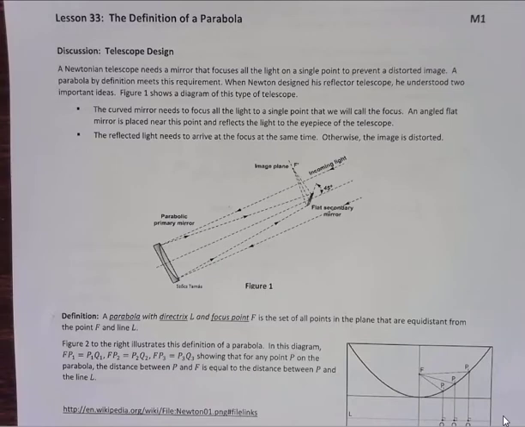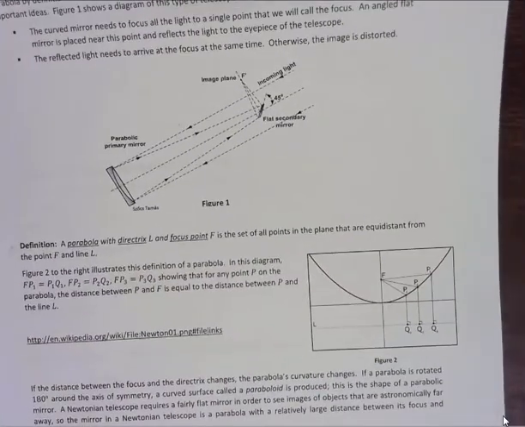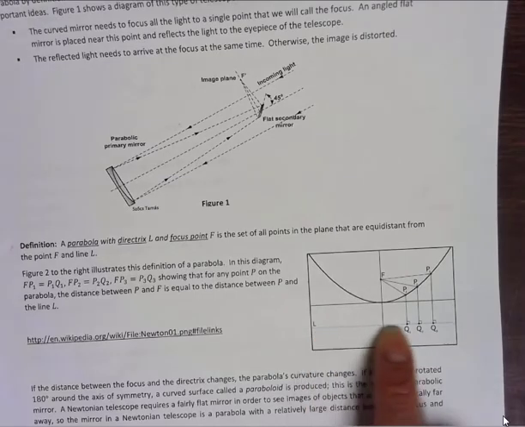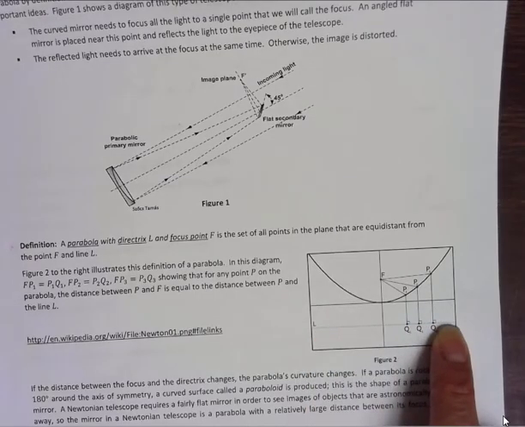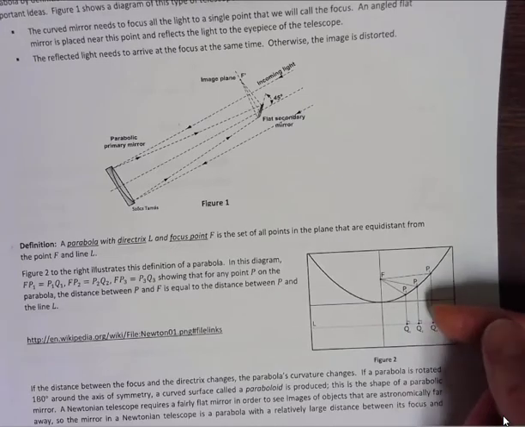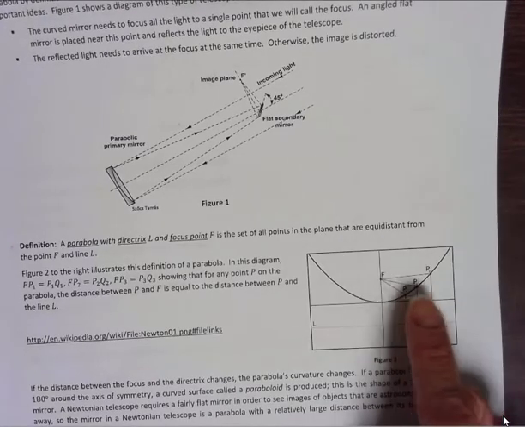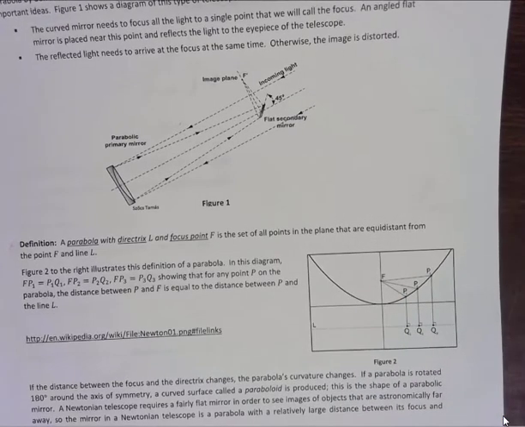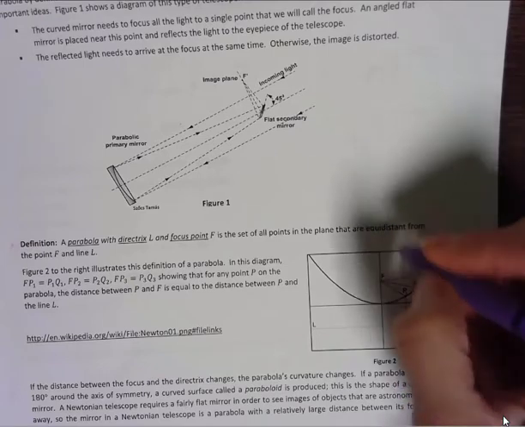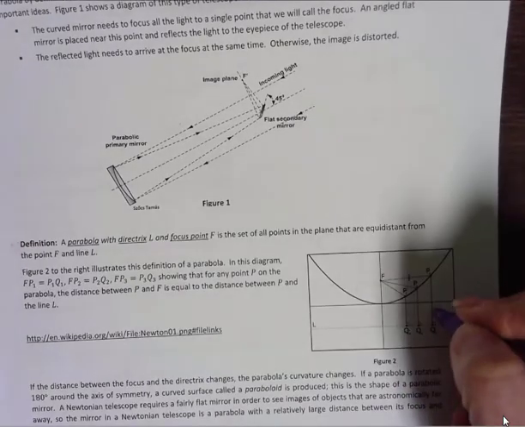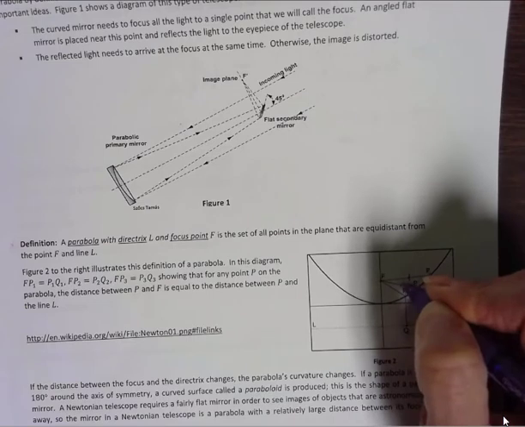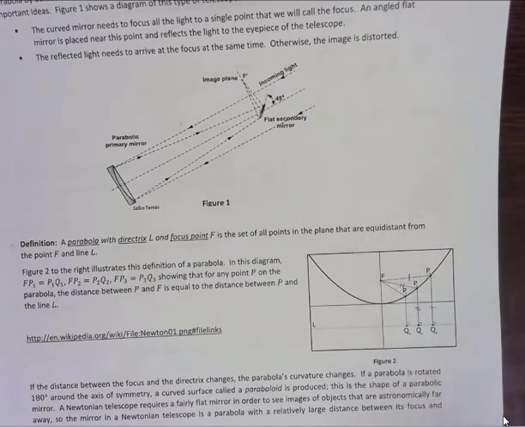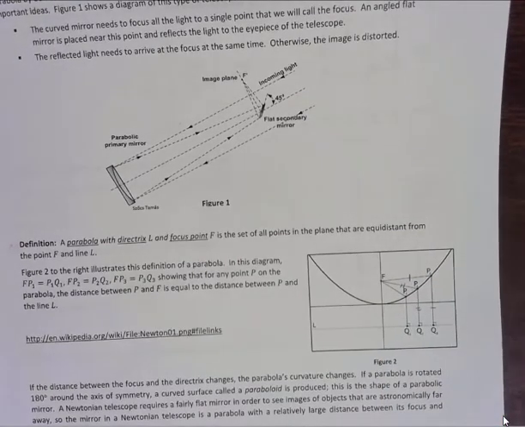Okay, and so that means that if it's equidistant, the distance from the directrix, and we'll call that line L here, to the parabola is the same as the distance from the parabola to that focus. So each of the lines that you see in this picture are congruent to each other. So this is congruent to that, this one is congruent to this one, and so forth. Okay, so that's the main piece.